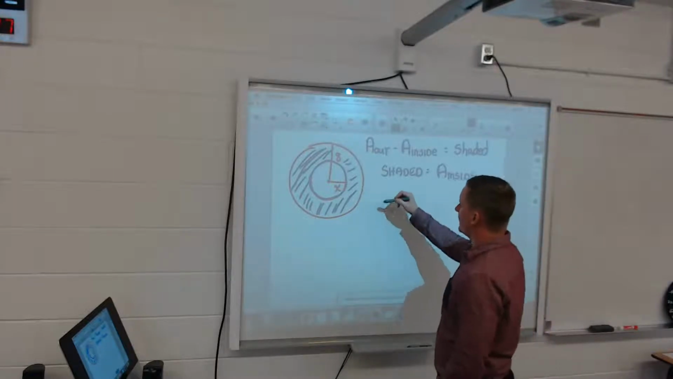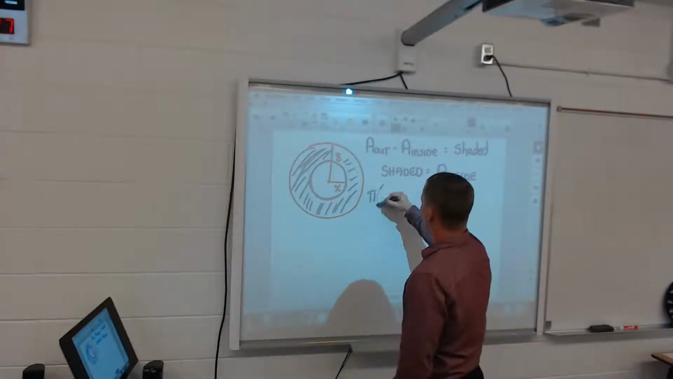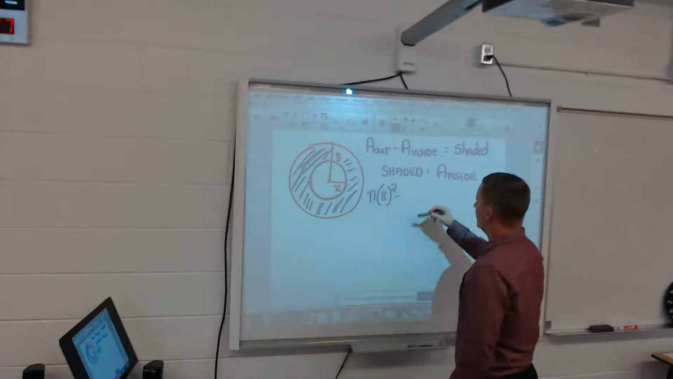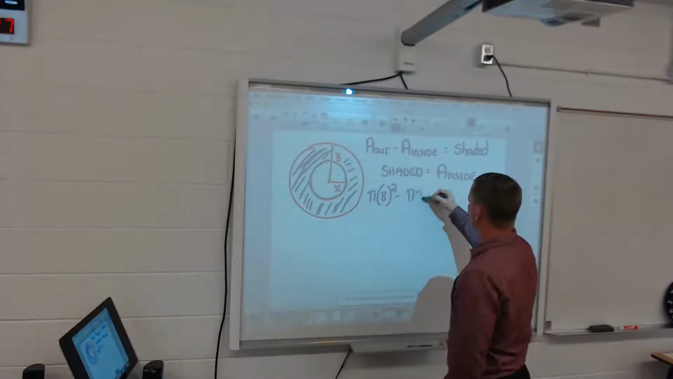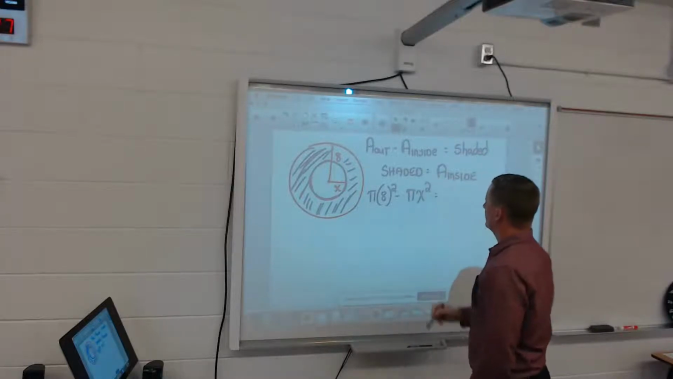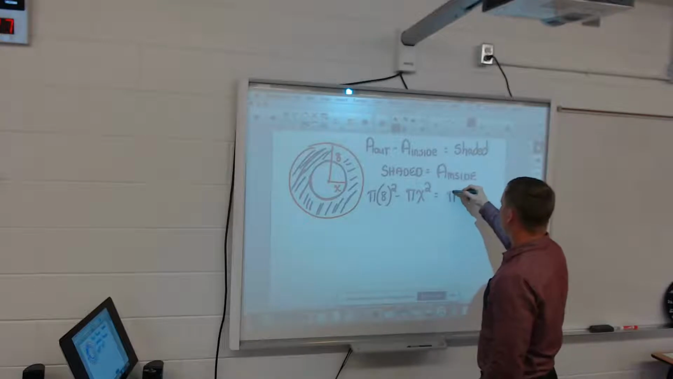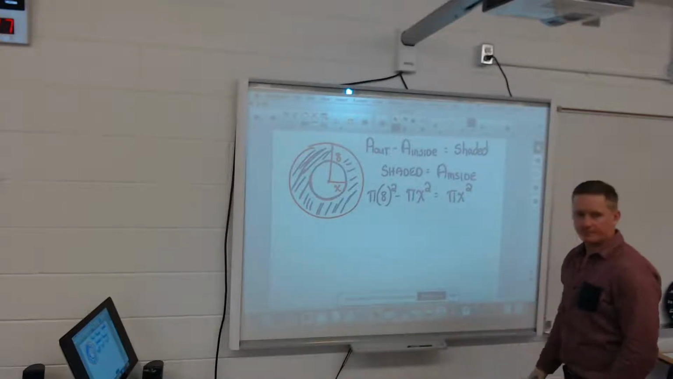So the area of the outside is pi times 8 squared. Subtract the area of the inside, pi times x squared, and that has to equal the area of the inside, which is still pi x squared.